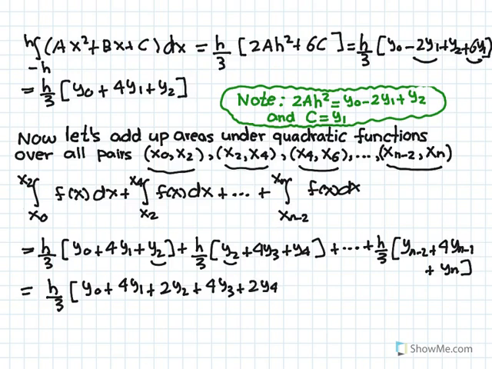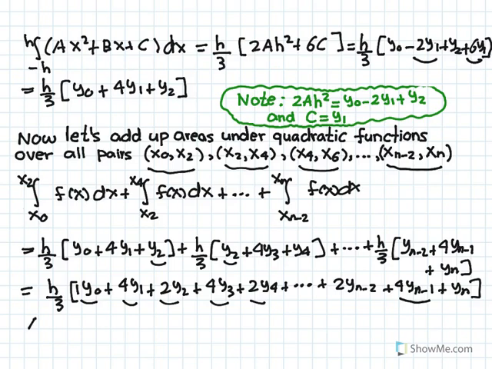So you can see the pattern, 1, 4, 2, 4, 2, 4, 2, plus 2 yn minus 2 plus 4 yn minus 1 plus yn. So there is a pattern. We have 1 here, 1 y0, 1, 4, 2, 4, 2, and the one before the last ends in a 4 and a 1. So you can think of it as a 42 rule, basically.